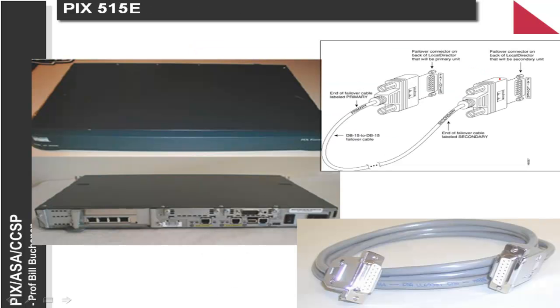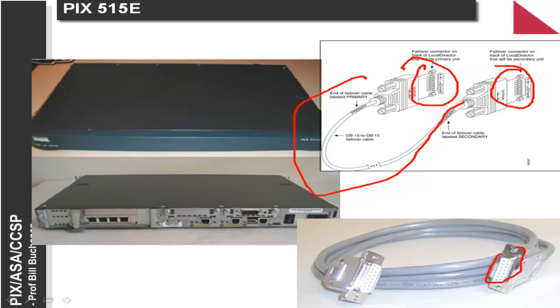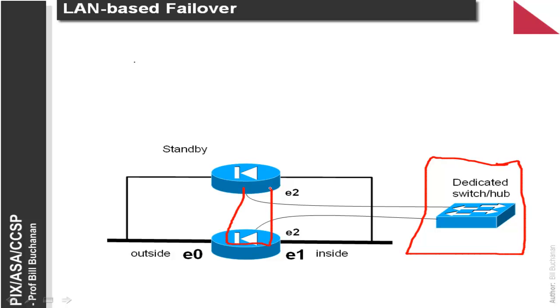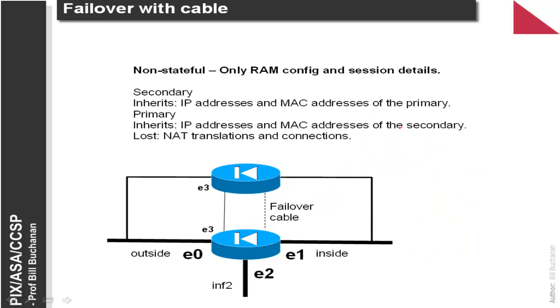So we can see here an example of the failover cable. It plugs into the failover device, and we have our cable which connects to a standard 15-pin D-type connector. With LAN-based failover, we typically don't connect the Ethernet connection directly. We typically go via a dedicated hub or switch. We don't want to mix with other types of switch traffic. So this shows the failover with a cable.